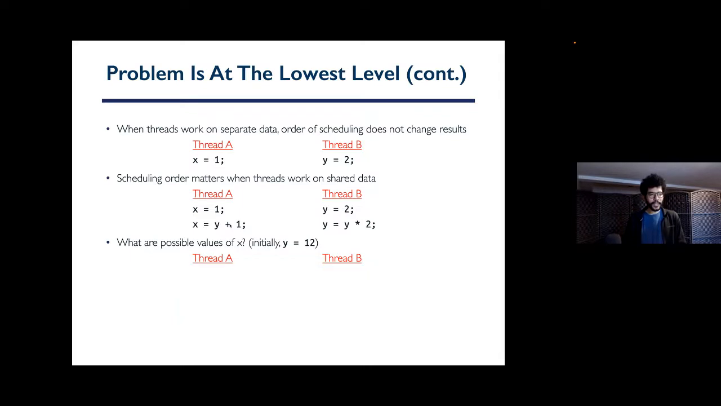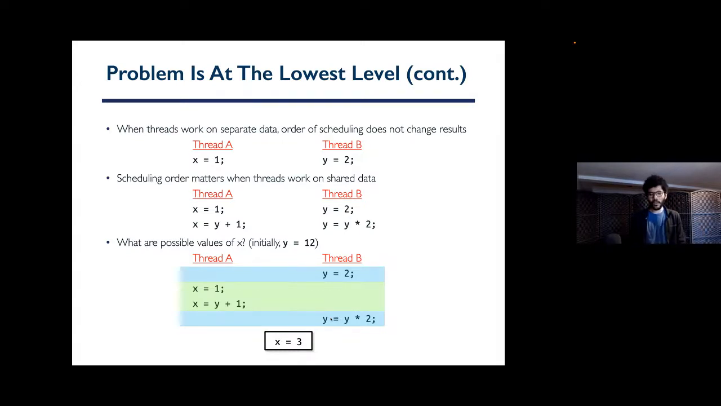And finally, let's look at another interleaving. So we just execute one instruction from thread B, context switch to thread A, and go back to thread B. And this time, the result is X equals 3. So 3 different results depending on how we run these 2 threads.